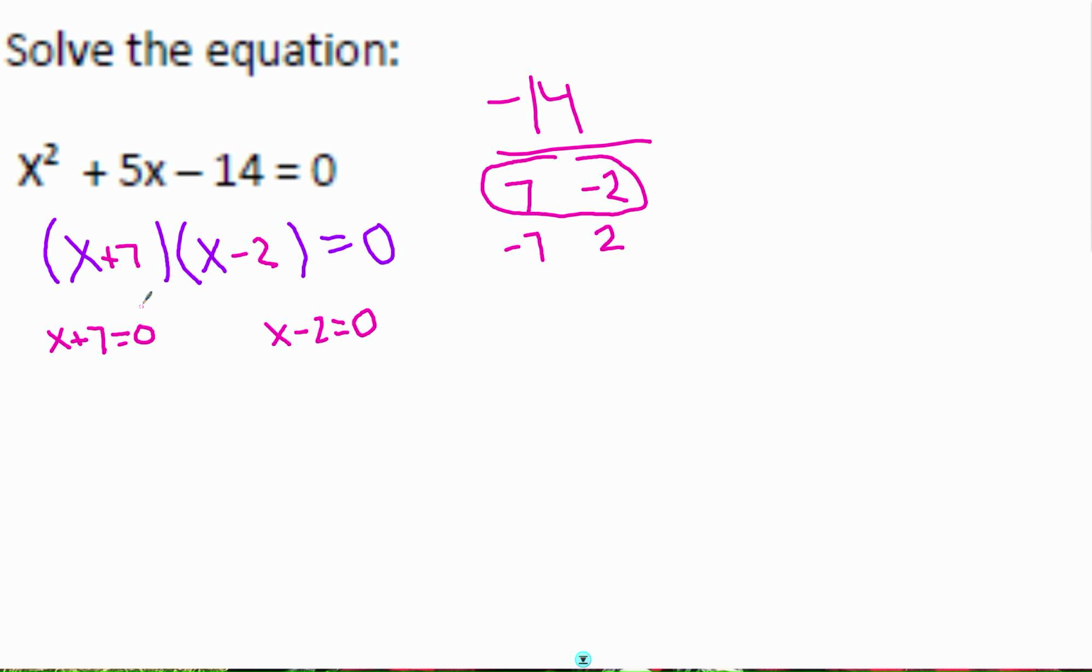Now I have a much easier time isolating x here. So I get x is negative 7. And when I solve this small equation here, add 2, I get x is 2. So I get two answers, which is what I would expect. And that problem is complete.